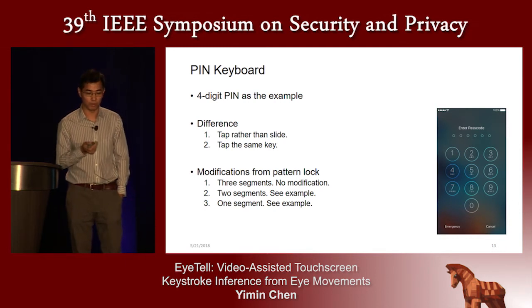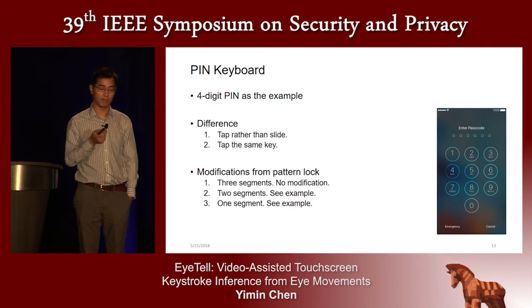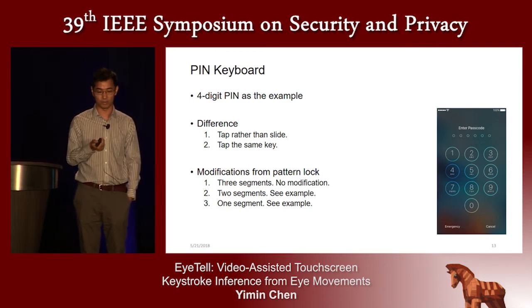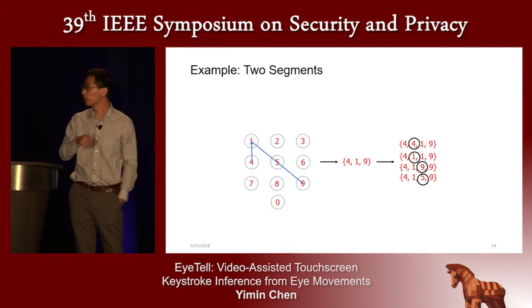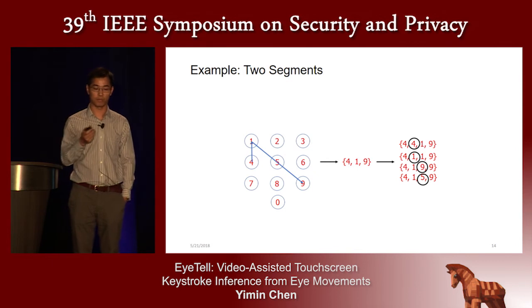And we modify the method a little bit depending on how many segments we can obtain from a 4-digit PIN. For example, if the number of segments is 3, then we don't need any modification. And if the number of segments is only 1 or 2, we do need modification. We use 2 simple examples to illustrate.